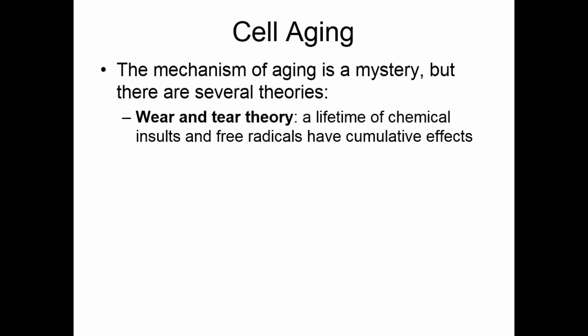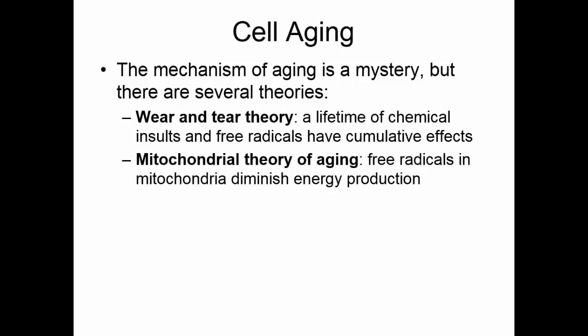One is the wear and tear theory. This one simply says that there's a whole lifetime of chemical insults and free radicals that cumulatively beat up on the cells and they just get old, they wear out. There's the mitochondrial theory of aging. Because the mitochondria are the powerhouse of the cell and we need that energy to drive cellular reactions, the idea here is that free radicals in the mitochondria diminish their ability to produce energy, and so if we can't produce energy, we just don't have the cells that we need.